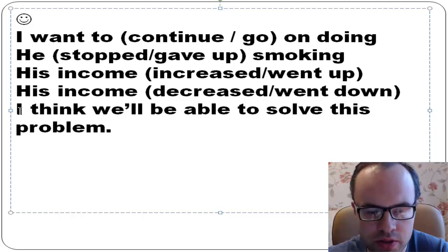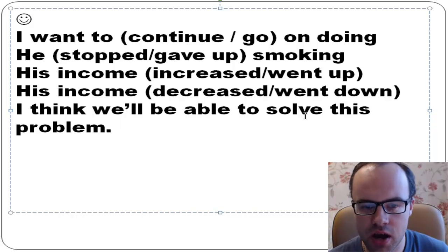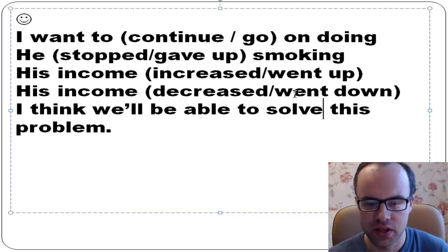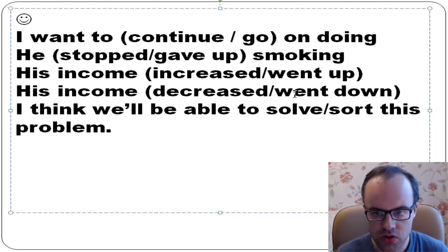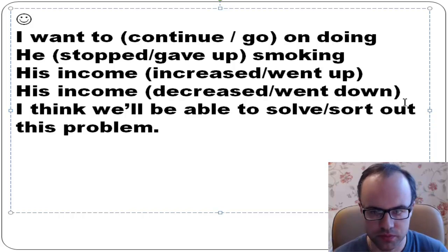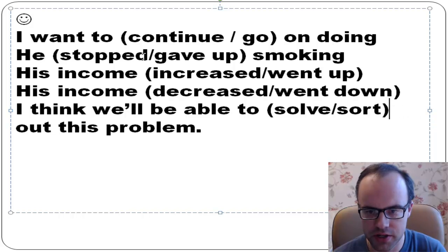But if you want to make your speech more advanced, you should think about some phrasal verbs. So what phrasal verb can you use instead of this word solve? Sort out. I think we'll be able to sort out. So they have actually almost the same meaning. To solve this problem or sort out this problem. Okay, very nice.